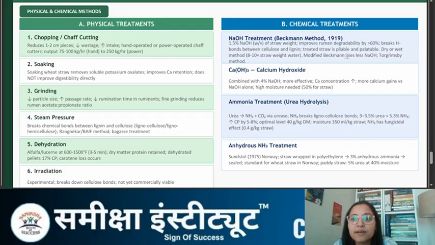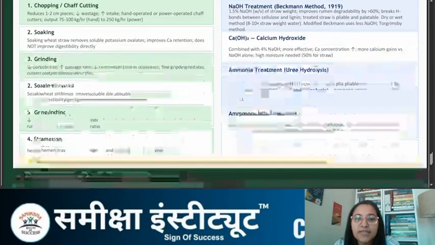The modified Beckman method uses less NaOH, so it will be less toxic. Calcium hydroxide is another alkali treatment method, using 4% combined with 4% NaOH, which is more effective and also improves the calcium concentration. Then ammonia treatment.